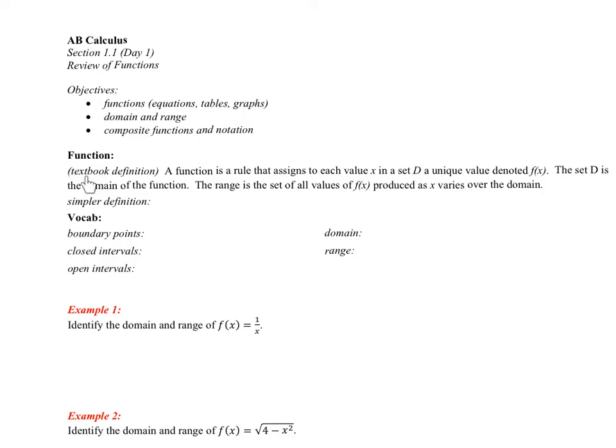So the textbook definition of a function is a rule that assigns to each x in a set D a unique value denoted f of x. The set D is called the domain of the function, the range is the set of all values of f of x produced as x varies over the domain. Here's a simpler definition. Basically a function is a set of points that is produced by some inputs, which we would call the domain.